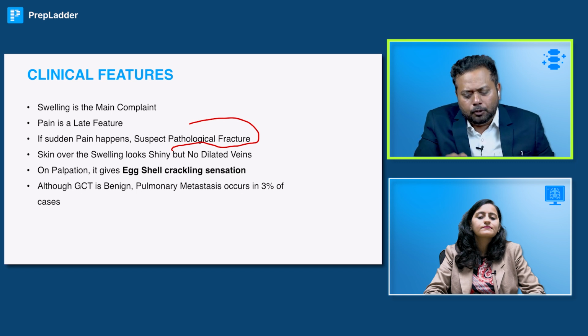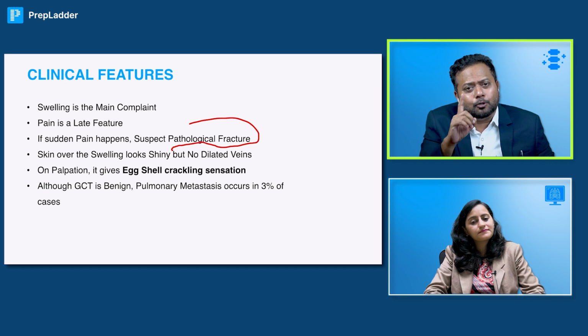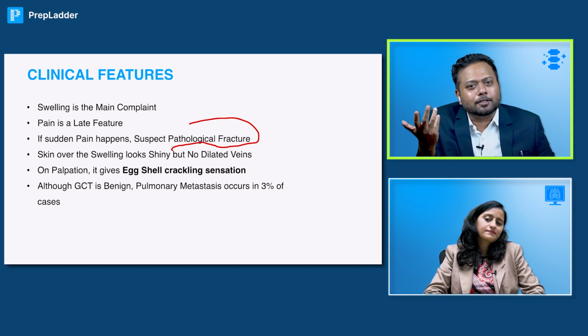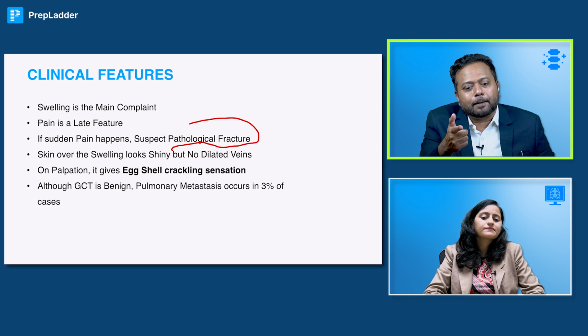So a trivial fall. See, you won't believe. Day before yesterday, a girl came to my OP, fell on an outstretched hand, and on examination there was nothing, no swelling, nothing. Took an X-ray, and I was able to see an osteolytic lesion with pathological fracture. A young girl falling on an outstretched hand usually will not cause a fracture. It happens only in elderly postmenopausal women. So that was a trivial fall inside her house, and that was not a simple fracture, it was a pathological fracture, and it proved to be a giant cell tumor of the distal end of radius. That's why with sudden onset of pain, you suspect pathological fracture.